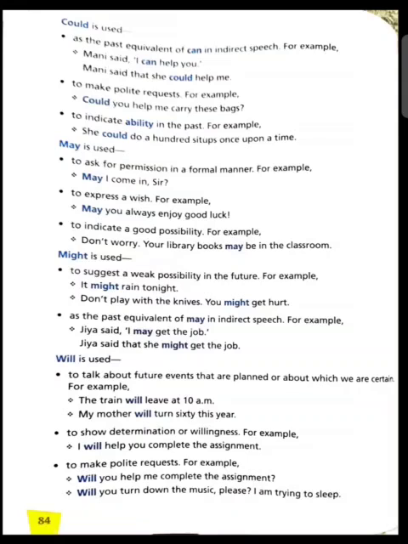Now let's understand the use of will. Children, will is used to talk about future events that are planned or about which we are certain. The train will leave at 10 am. My mother will turn 60 this year. And children, will and shall are also the helping verbs of future tense. So remember this. And to show determination or willingness. Determination means you form a determination that you want to do something. For that case also you can use will. To make a polite request to someone you can also use will.